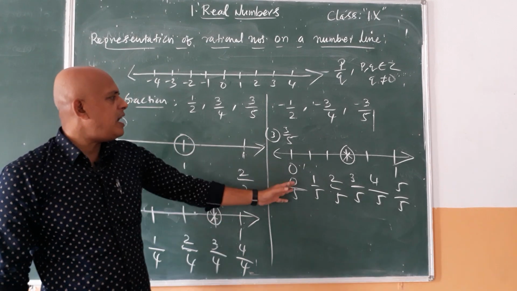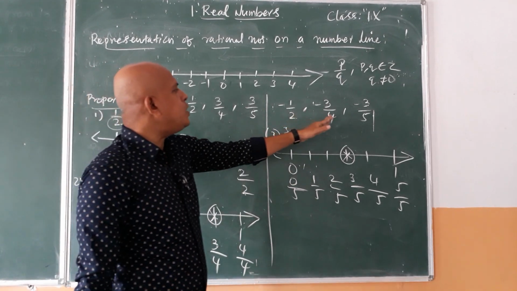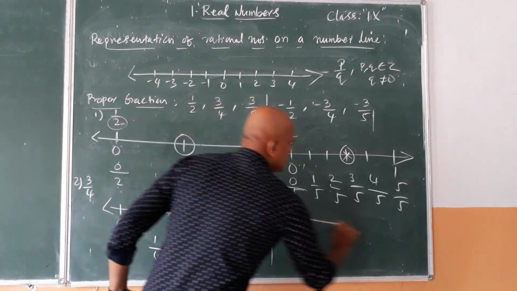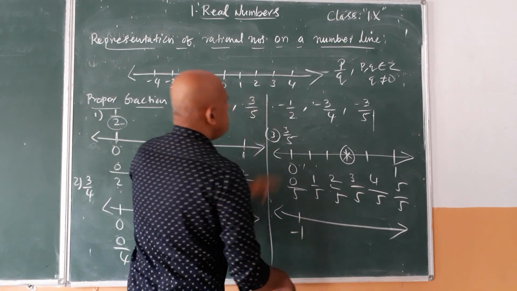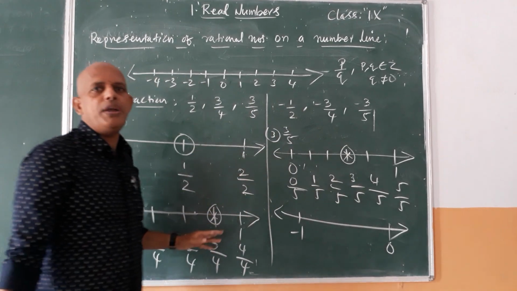So these are the positive fractions which we have represented on the number line. In the same way, we can represent the negative rational numbers that lie between -1 and 0. Here we write -1 on the left side and 0 on the right side. We can do it the same way.